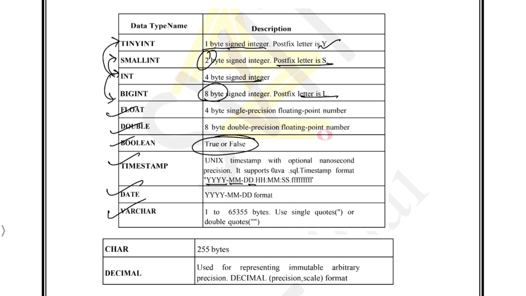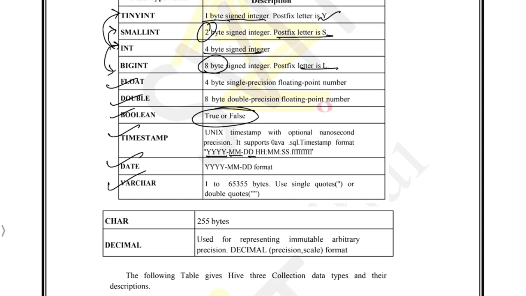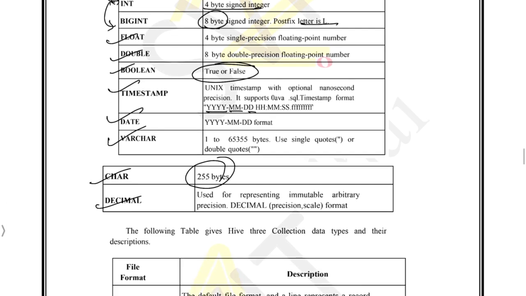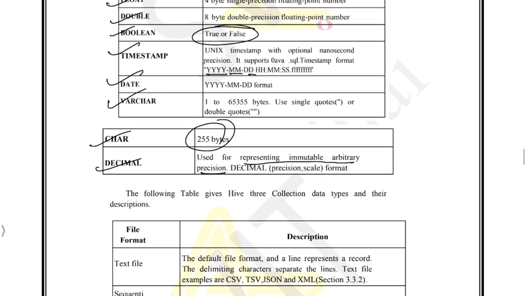Okay, next is date. Varchar is for single strings, whatever you store in varchar, similar to your RDBMS. Okay, char is 255 bytes, then decimal is used for representing immutable arbitrary precision.